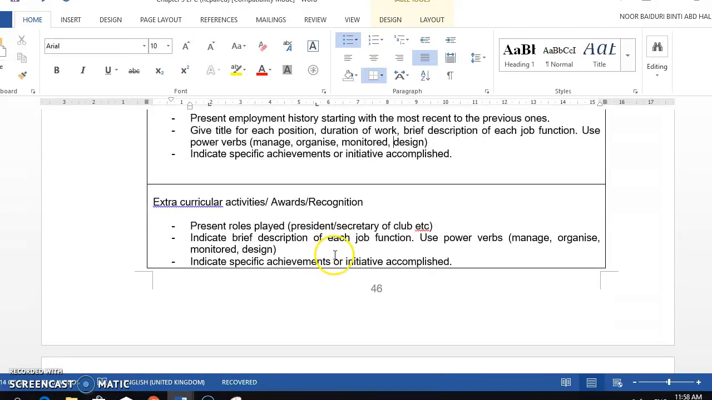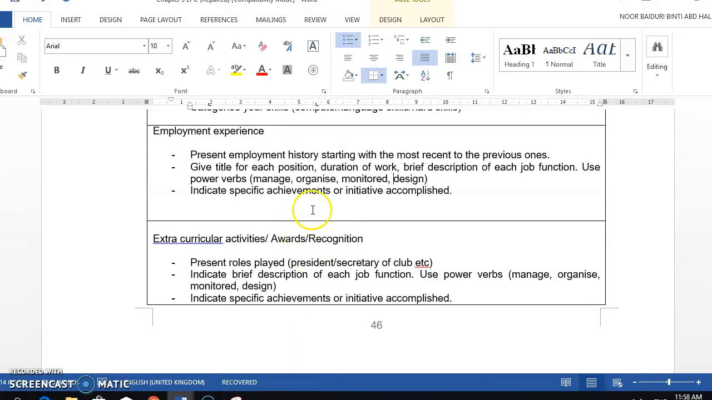Next is extracurricular activities or awards or recognition. So this is specifically for those who have never had the chance to do any part-time jobs. So this is the chance for you to indicate your skills that you have developed so far. Okay, perhaps you have assumed roles in clubs, societies. So you can indicate that. And here you can also follow the same template that you prepared for employment experience.